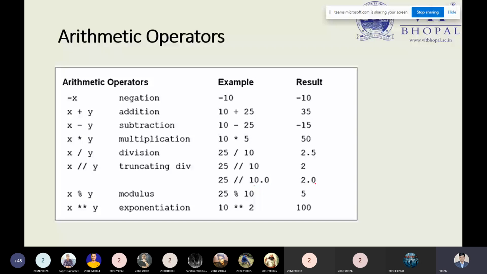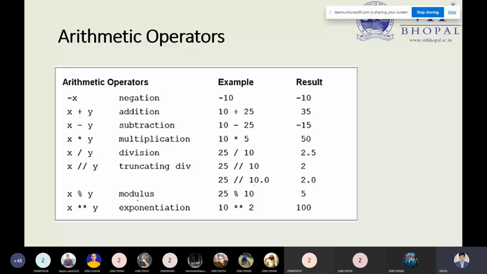Okay, so are all these operators clear to all? No need to explain more about exponential, like power. Should I explain more about the exponential, or is it clear to all? Okay, so can I move ahead?